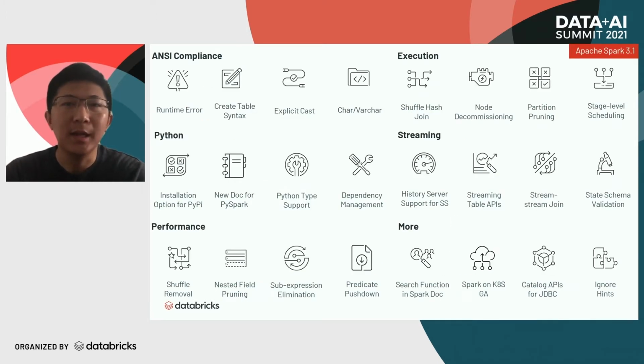Spark 3.1 has a lot of features in many areas. In general, every Spark release focuses on three things: readability, stability, and performance. Today, we will highlight some of the new features. Please read the release notes if you want to know all the details.